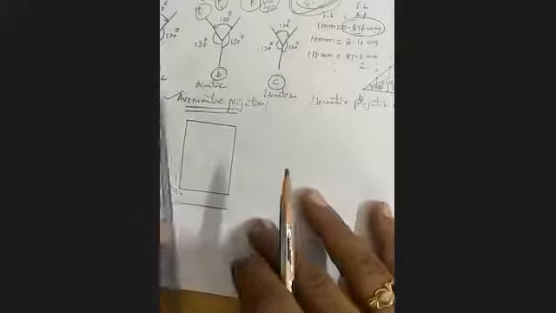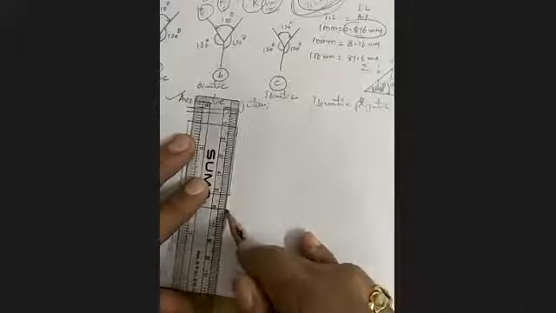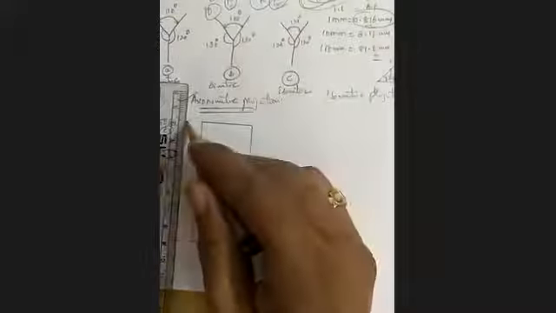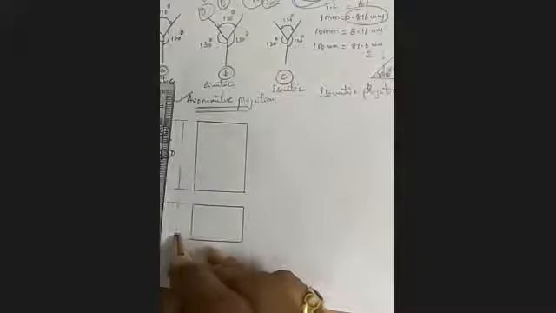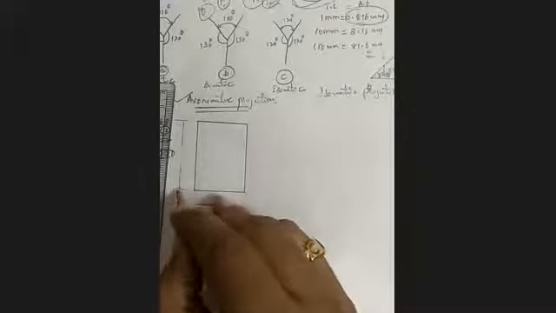A rectangle. This length is 30. Keep some space. 30. 20. This length is 20. Do it fast along with me. It will minimize my time as well as your time. The more benefit of doubt you give me, the more extra problems I will solve. 20, 40. This is 30.